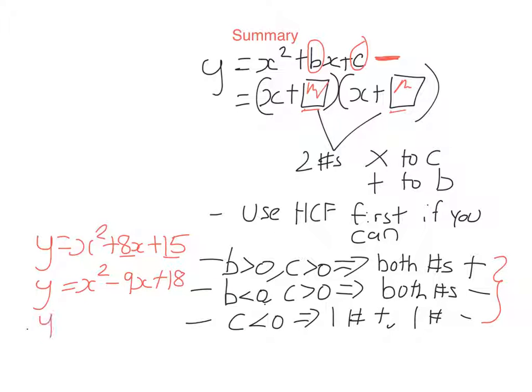But if c is less than 0, c is negative, it doesn't matter what b is, we will always have a positive and a negative number. So in this case, the numbers that go in the boxes would be minus 1 and positive 6. Okay, so please ask if you have any questions.